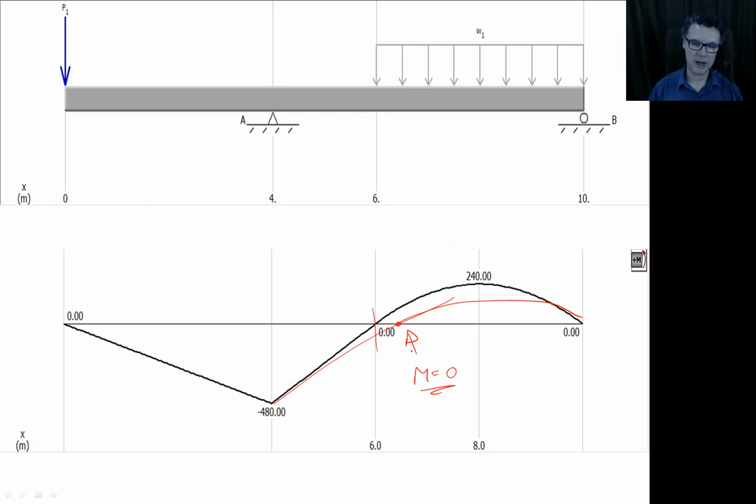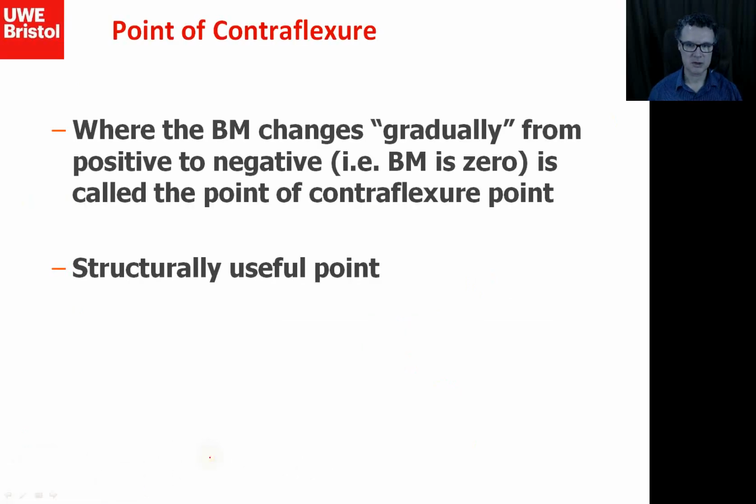Okay, and where that M changes from negative to positive, or positive to negative, where that M crosses and M equals 0, that point is called the point of contraflexure. And it's a structurally interesting point because it's a point where on your beam you're going to get no bending, so you could maybe put a joist or whatever there and not get any bending damage.